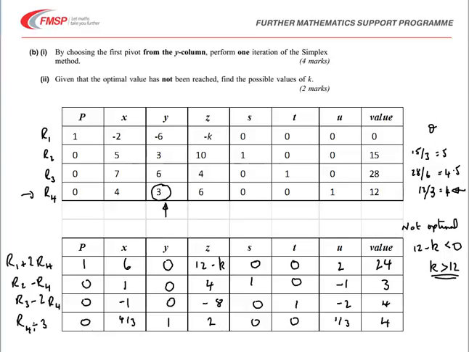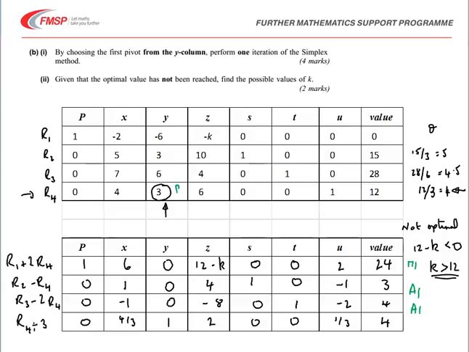Well, that's it for part B of the question. Let's look at the marking of that. There was a method mark for actually obtaining the row reductions, the row operations, and 2 A marks depending on how many of those you got correct.